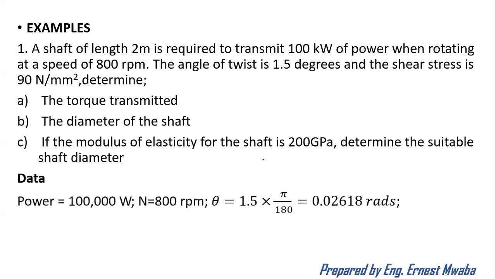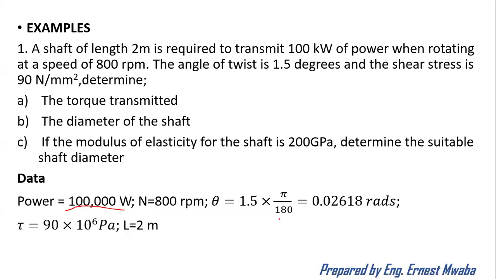Information provided, power 100 kilowatts. Convert kilowatts to the normal unit, which is the watt. You have 100,000 because you multiply that by 1,000. Rotational speed 800 RPM. Twist angle 1.5, but you cannot use the degrees because the angle that we're using from our analysis is in radians. So we multiply that by pi over 180 in order to convert to radians from the degrees.